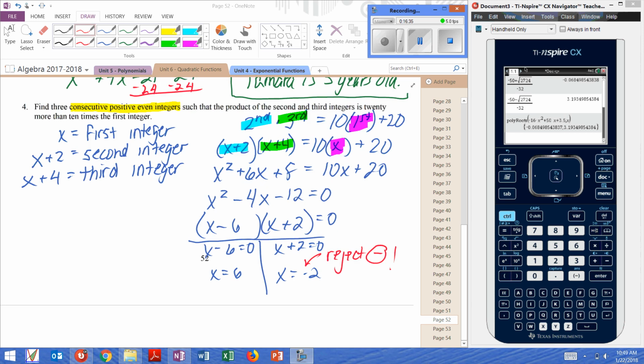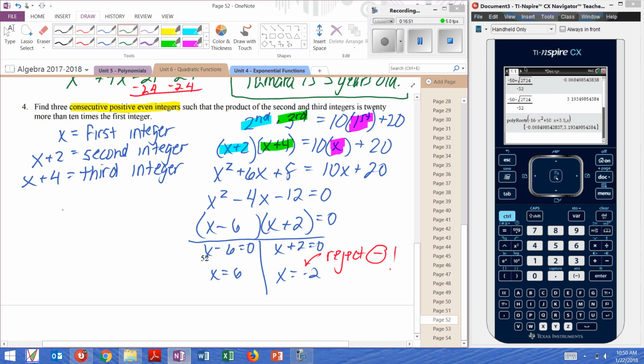All right, so here is the solve. Notice how at the end I got, and hopefully you got, a positive x and a negative x. But going back to the original question, we're trying to find consecutive positive even integers. So that negative 2 goes by. And my 3 integers would be 6, and add 2 onto that, we get 8. And add another 2, we get 10.